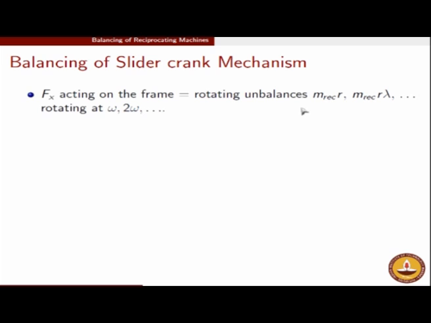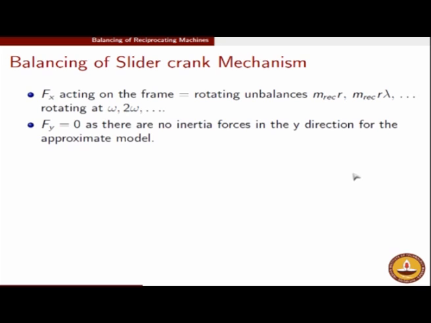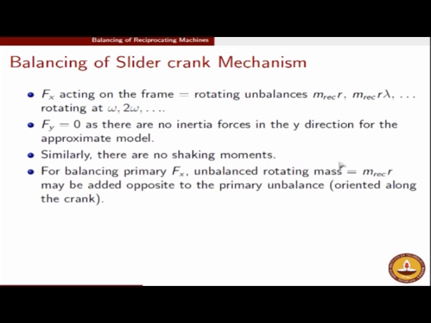So at present we are able to realize that these forces which are acting on the frame are nothing but rotating unbalances m_rec r and m_rec r into lambda by 4, which are rotating at omega and 2 omega respectively. Wherever you see lambda, it is supposed to be lambda by 4. Again, sorry for that mistake. I will make the correction in revised notes which I will upload. Fy is 0, so no issues associated with that. The shaking moments are also completely 0, so there is no issue about shaking moments either.